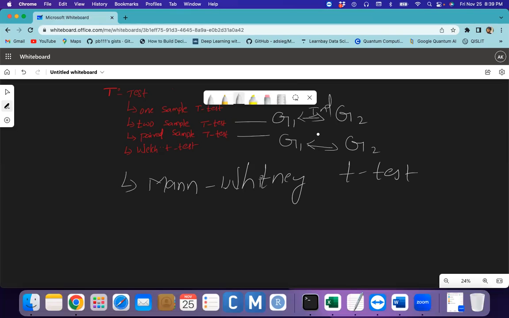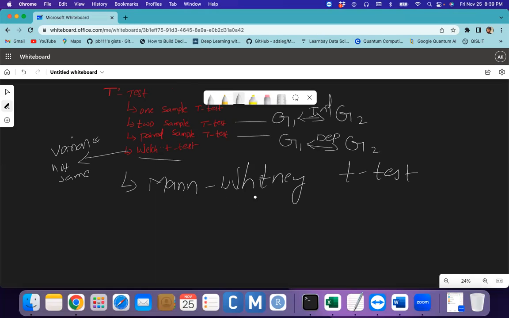So here we have a dependence. One observation in one group might be paired to an observation in the other group. Is it clear? But coming to the Welch t-test, here the variances are different. Variances are not the same, then we are going to be using the Welch t-test.